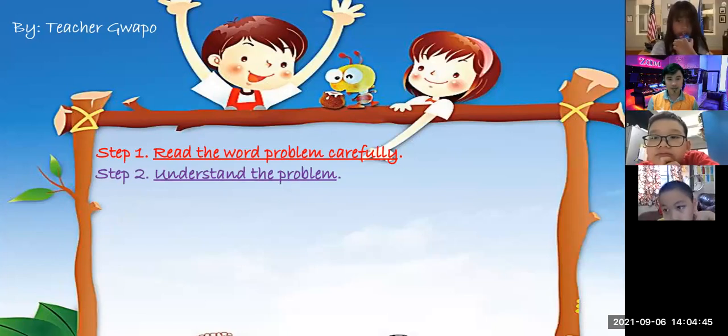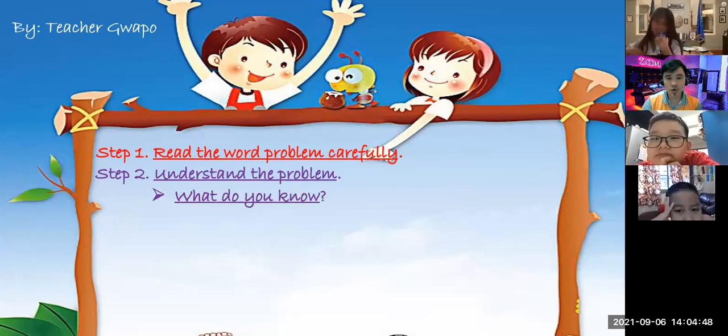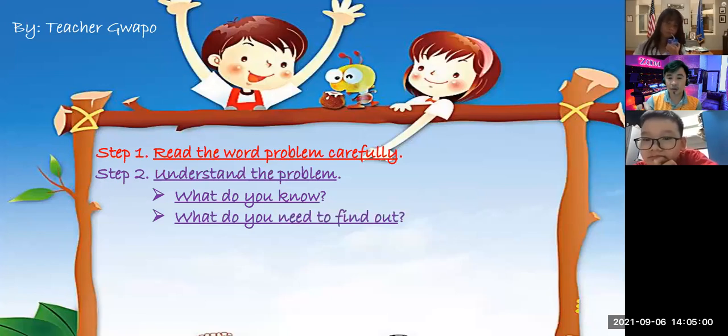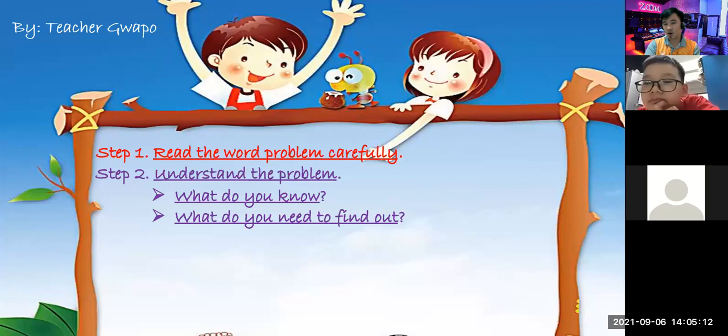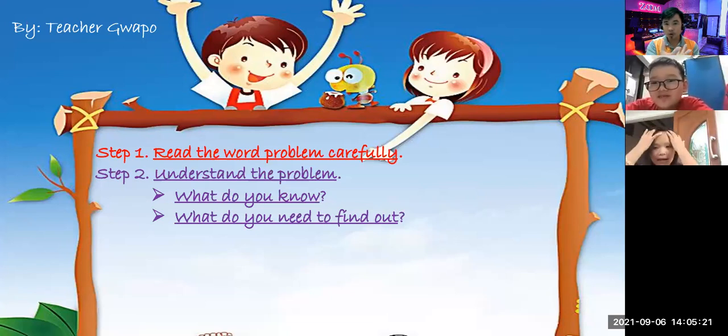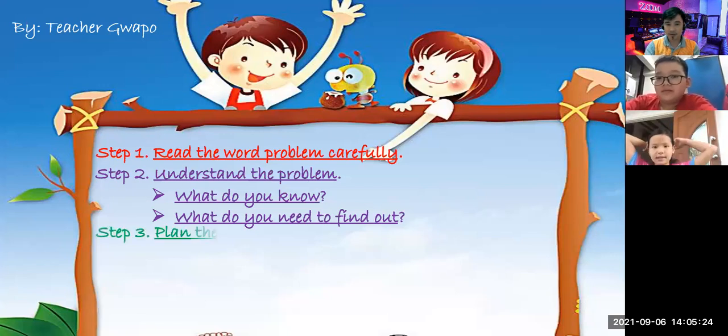When we say understand, you have to ask yourself, what do I know about the problem? Same as in addition and subtraction. What is the problem all about? And second, what do you need to find out in the problem? What is the question all about? Just like in your book on page 45, the question is, how many eggs are there altogether? So you need to find out the number of eggs. And the key word there is altogether. When we say altogether, you have to combine all, everything. And step number 3, you have to plan the working.